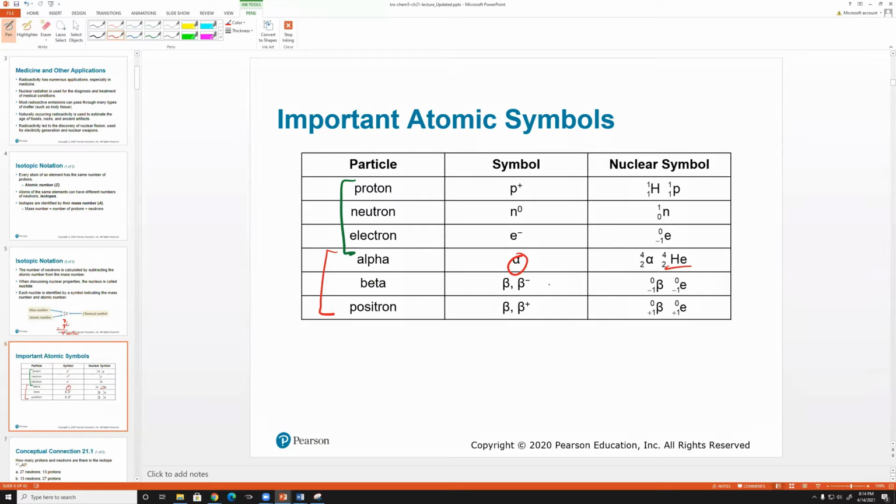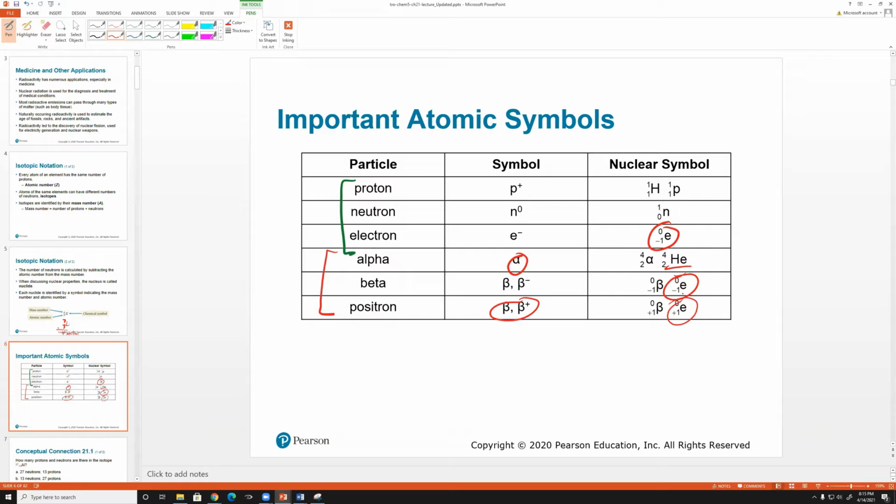Beta particle is basically a high energy electron. Same exact notation as electron. It's just emitted from a radioactive reaction. So you can put 0, -1b or 0, -1e. A positron is exactly what it sounds like. It is a positive beta particle. So it's a positively charged electron.